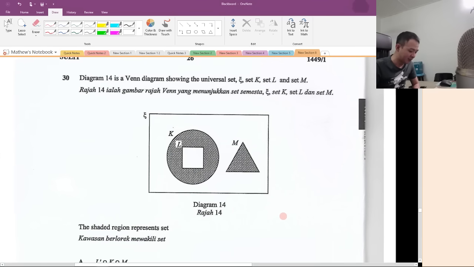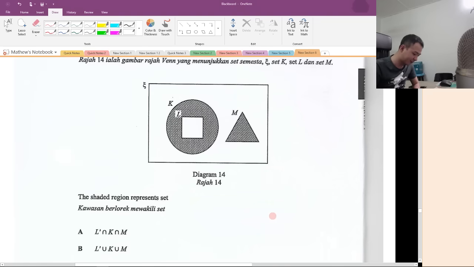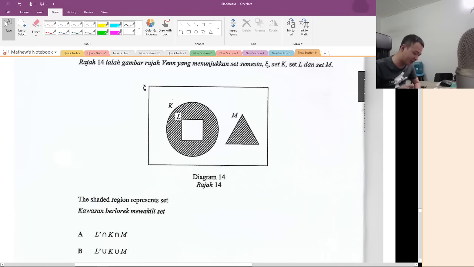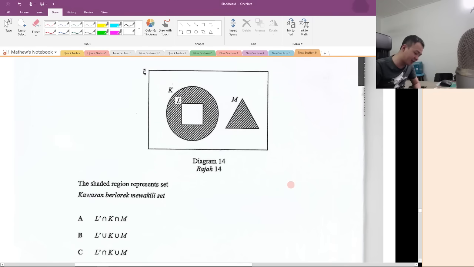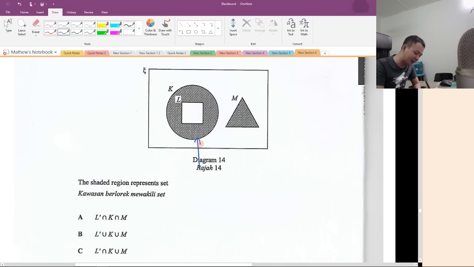So 30 here, the shaded region represents what? Okay, so first thing, from this whole diagram here, at least we know this one is K intersect L complement. Because when K intersects outside of L, you actually get this thing.